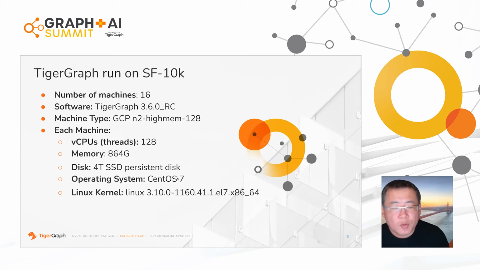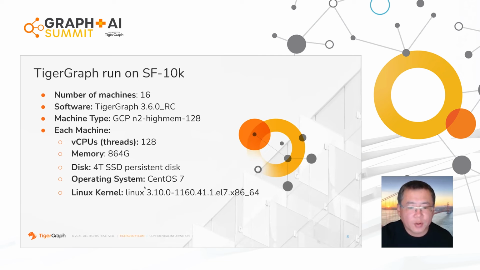And now I'm going to present our end-to-end solution for implementing the BI query workload at scale factor 10K. The setup is 16 GCP machines. Again, we use the TigerGraph 3.6 release candidate. Each machine has 128 vCPUs, 864 gigabytes of memory, and is attached with a 4 terabyte SSD persistent disk.